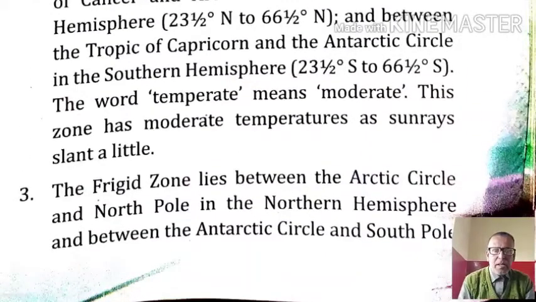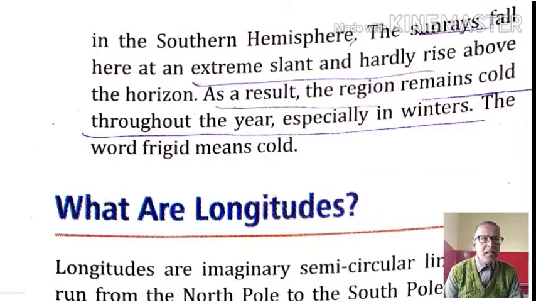Now let us see the third heat zone named as frigid zone. The frigid zone lies between the Arctic Circle and the North Pole in the northern hemisphere, and between the Antarctic Circle and South Pole in the southern hemisphere. The sun rays fall here at an extreme slant and hardly rise above the horizon. As a result, the region remains cold throughout the year, especially in winters. The word frigid means cold.